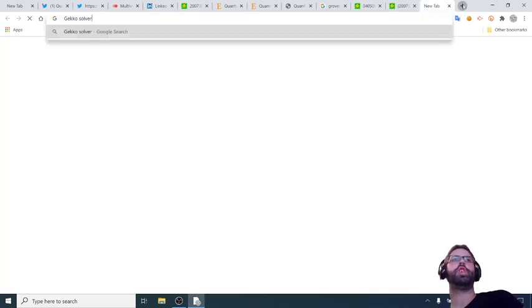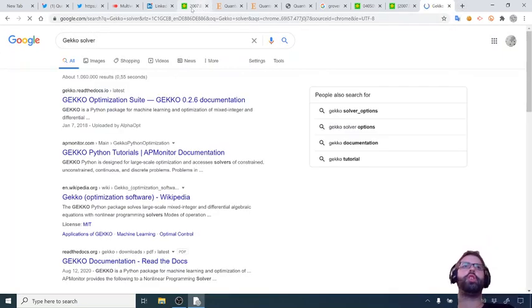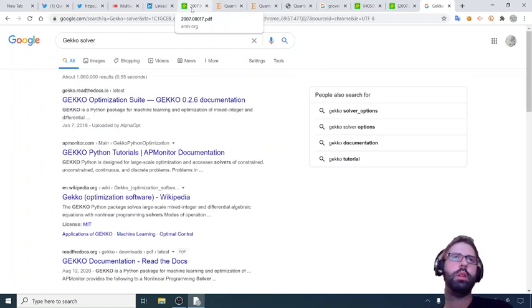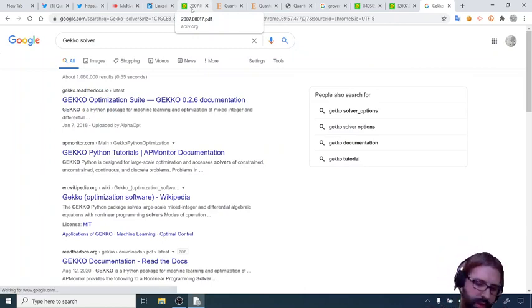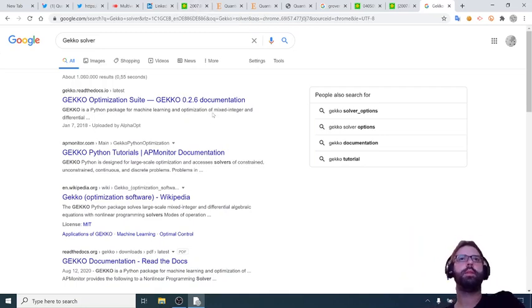Let me just check. Oh, why is the chair getting stuck? Oh, no. Machine learning optimization of mixed integer and differential. Okay, so this is an actual package.